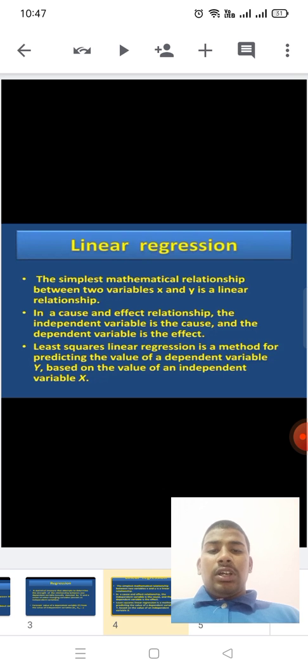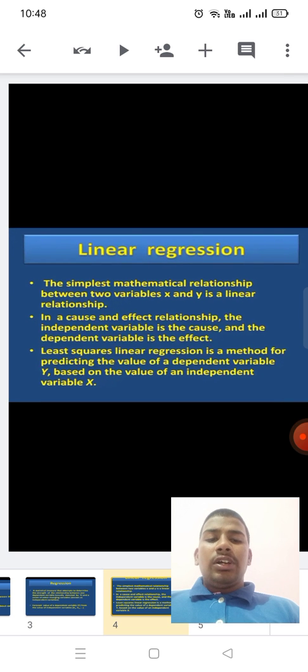Linear regression: the simplest mathematical relationship between two variables x and y is a linear relationship. In a cause and effect relationship, the independent variable is the cause and the dependent variable is the effect. Least squares linear regression is a method for predicting the values of a dependent variable y based on the value of an independent variable x.